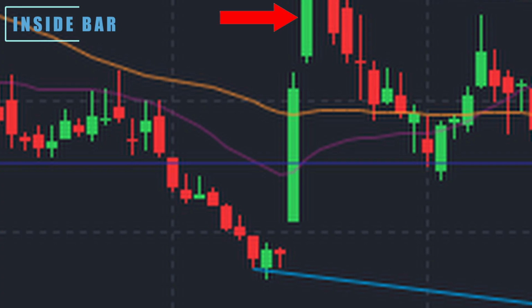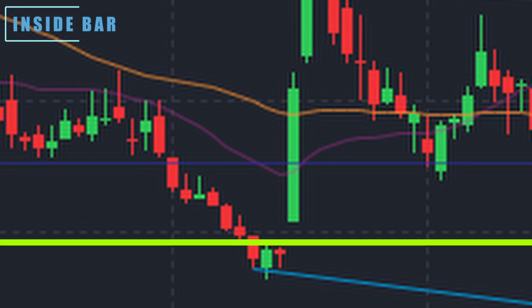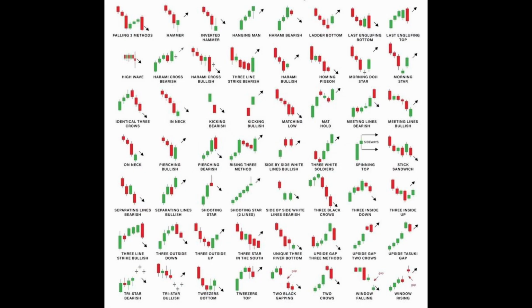What I do is simple. I mark out the high and low of that inside bar and I set an alert. If price breaks above this high, that's my signal to enter a swing trade towards the next resistance. So start small, pick one or two patterns and look for them in real charts and just practice spotting them.